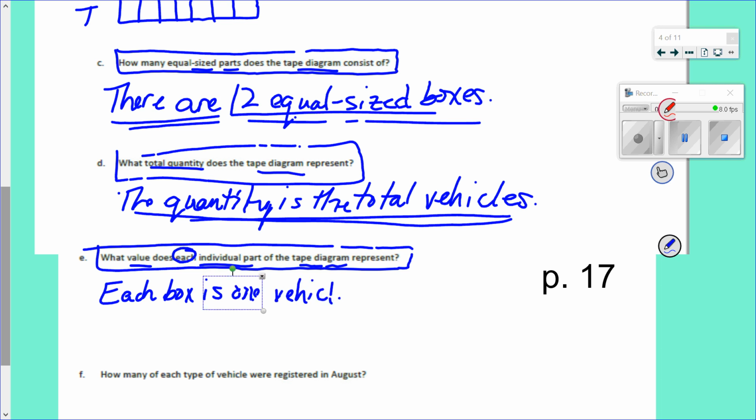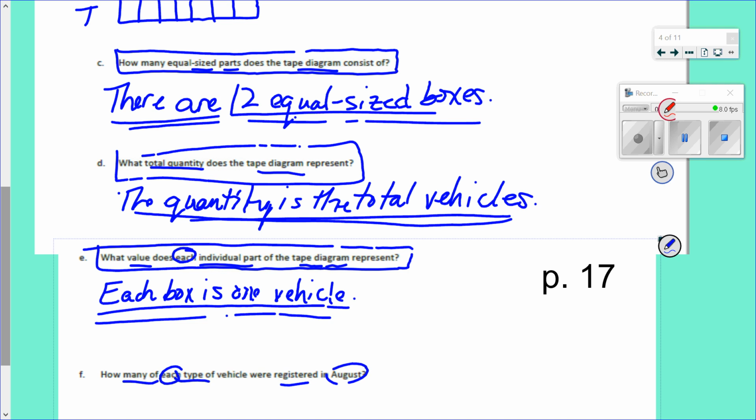Because we're looking at it from a whole perspective or a total perspective, each box is one vehicle. We know that those on the top row are cars, those on the bottom row are trucks, but altogether each one is a vehicle, right? Yes. Everybody tracking so far? Yep. So now we're to the major question we had. How many of each type of vehicle were registered in August? There's what we started with as our first one.